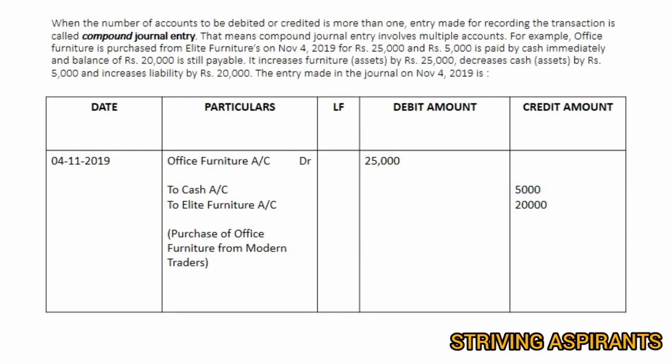Let's see another journal entry. This is a compound journal entry. Here we can see one entry where we have purchased office furniture. We have given cash, and a 20,000 worth amount is on credit. So we can see the entry: office furniture account debit to cash account and to Allied Furniture account.